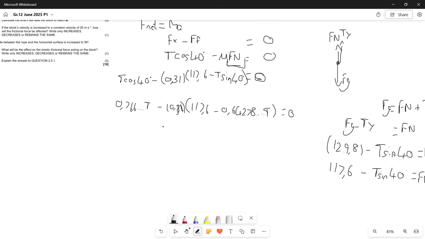At this stage, I'm going to distribute the 0,31 to both of them, and this equals 0,31 multiplied by 117.6 equals 36,456. And that was there, negative 0,31 multiplied by 117.6, and then negative 0,31 multiplied by negative 0,64278 equals positive 0,1992 T. And that is this guy distributed to this whole thing over there. And this all equals 0.